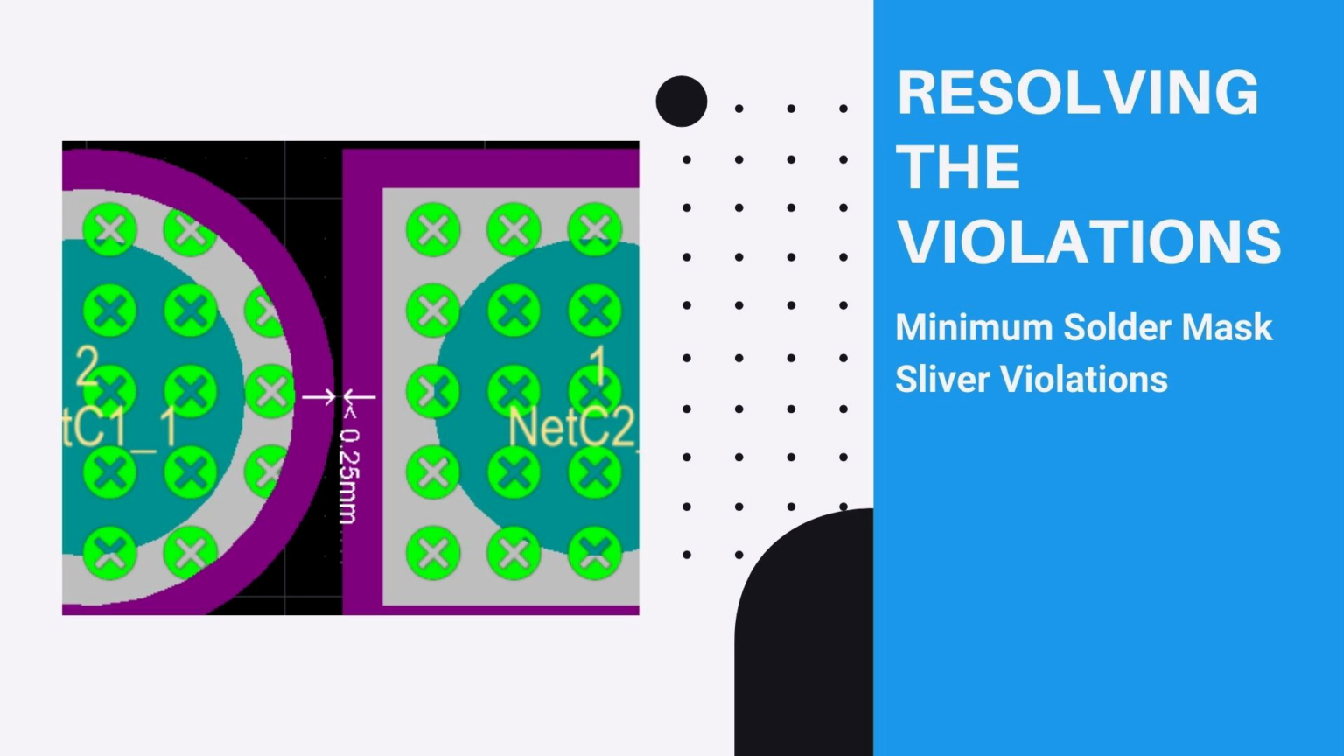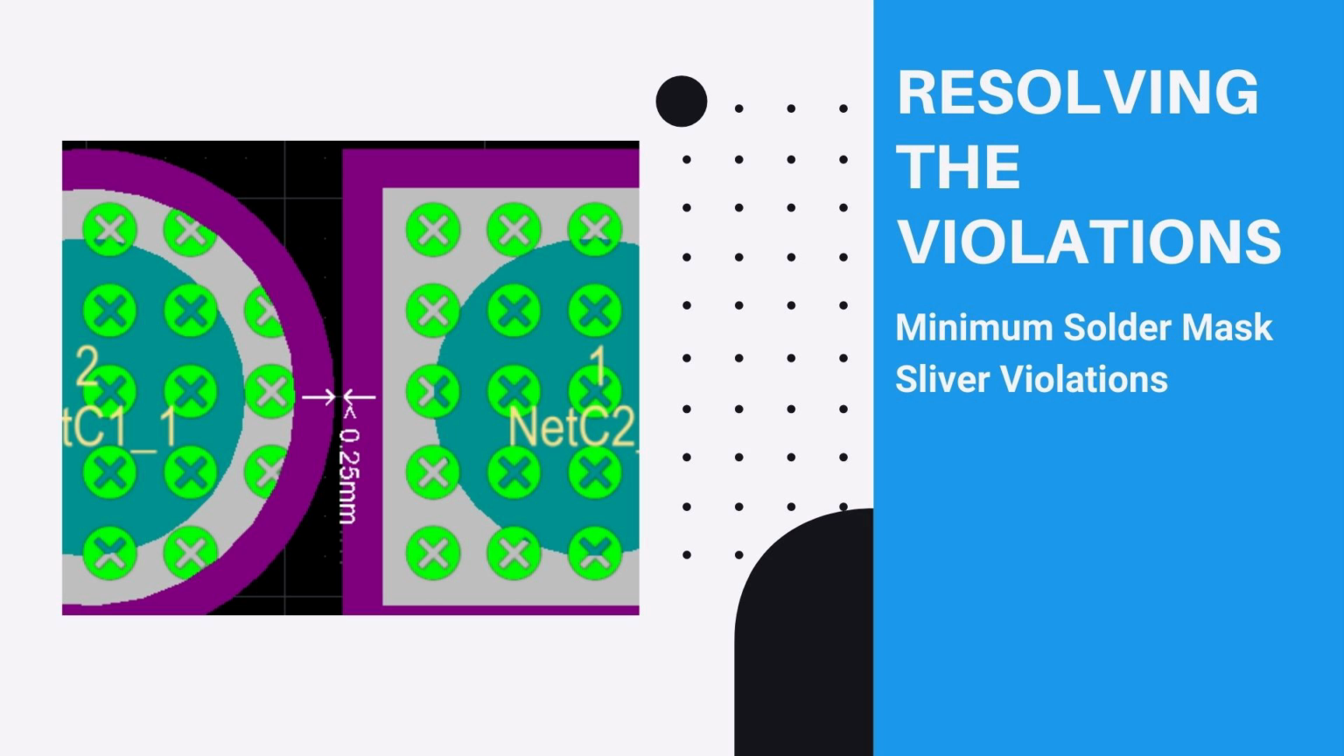Resolving the violations. As the designer, you have to work out the most appropriate way of resolving each design rule violation. Let's start with the solder mask errors, as they are related and both error conditions may be affected by the changes you make to the solder mask settings.